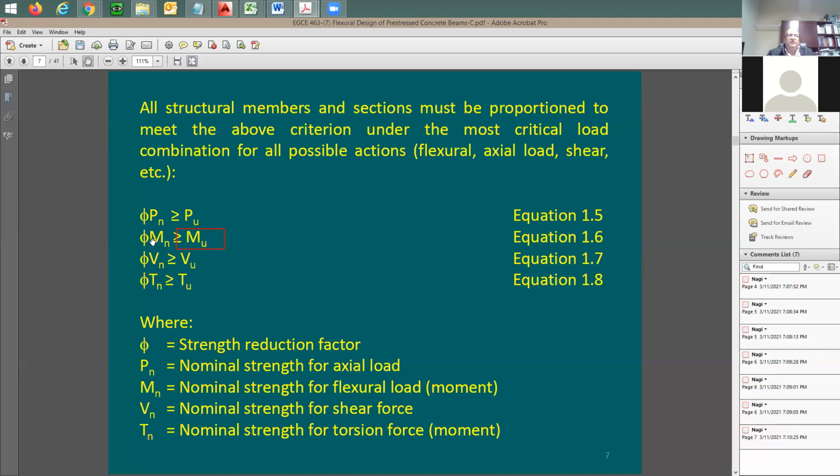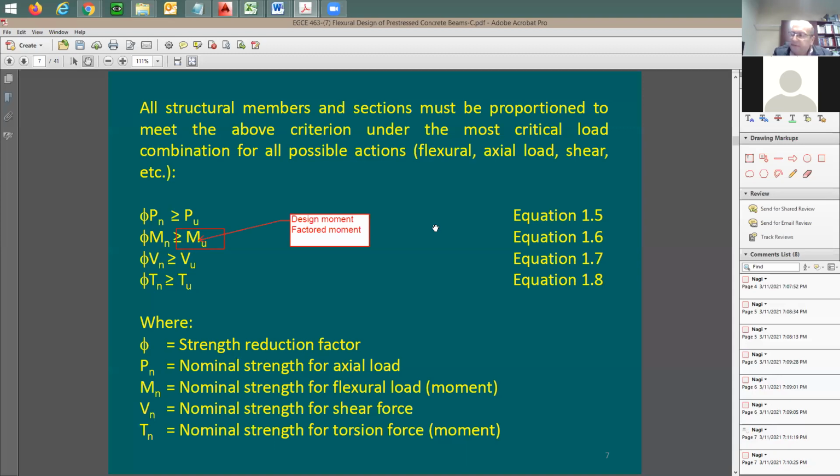Now you need to compare it with phi Mn, which is the strength. We call this the strength. The design moment is this M sub U. So there are different names or terms for this. I'm going to say here design moment, factored moment.